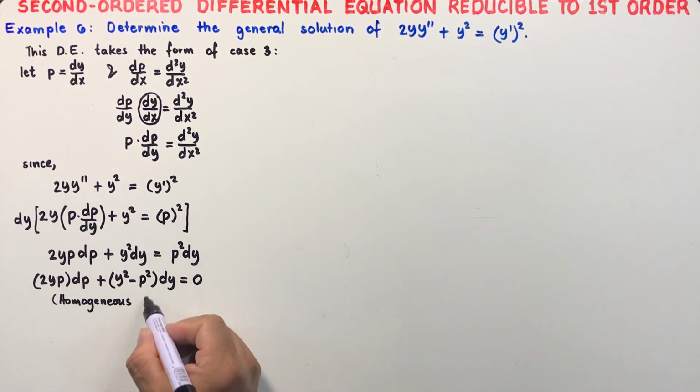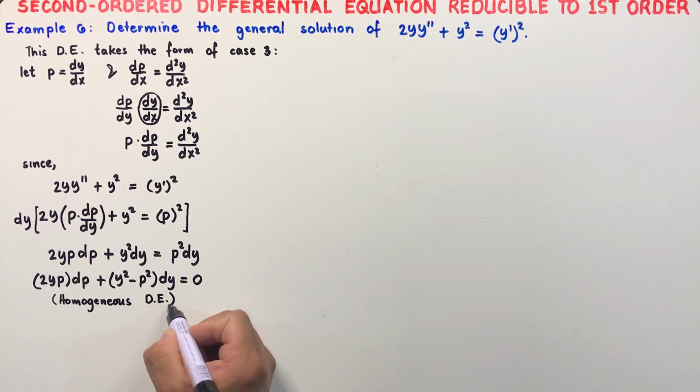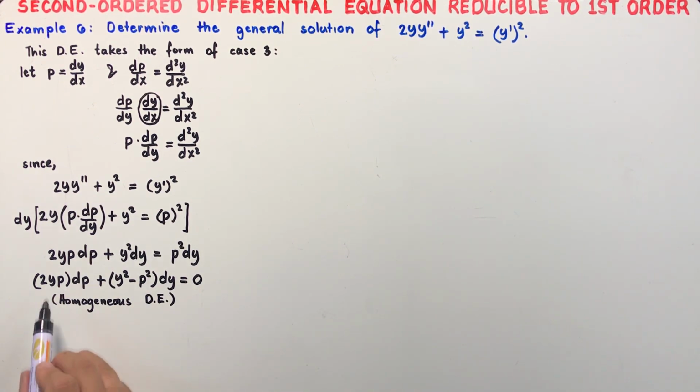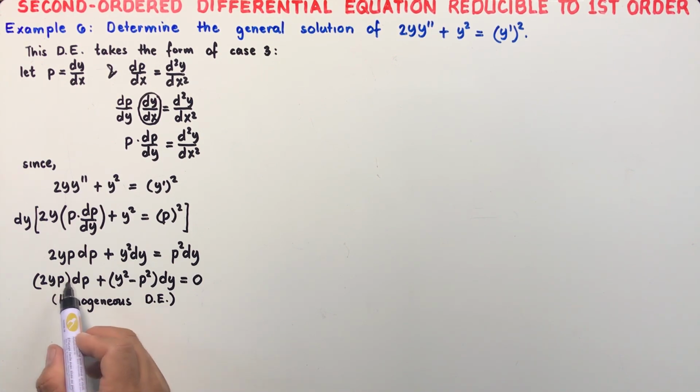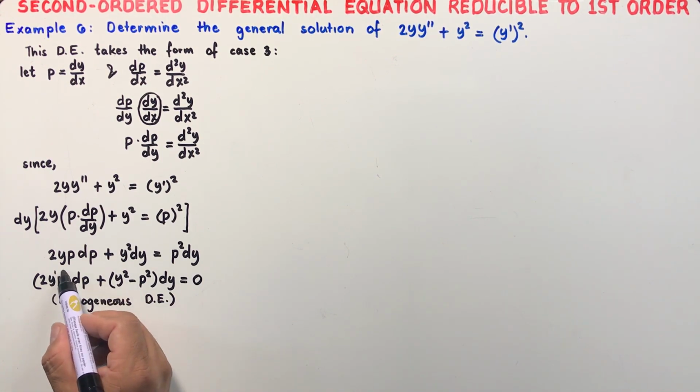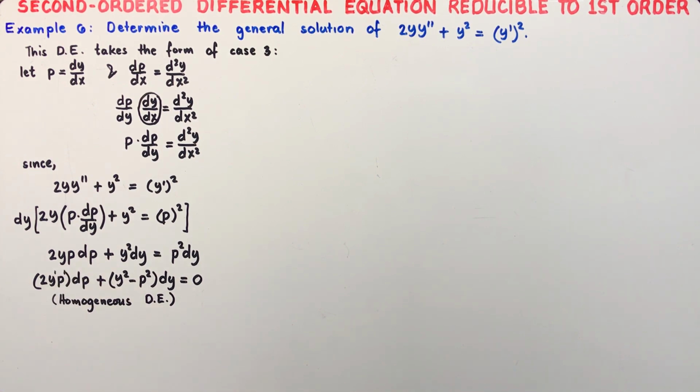And how do I know that this is a homogeneous differential equation? Because the sum of the exponents here, of y and p, is 2. The exponent of y is 1, the exponent of p is 1, so 1 plus 1 is 2. And the exponent here is 2, the exponent here is 2, so therefore this is a homogeneous differential equation.